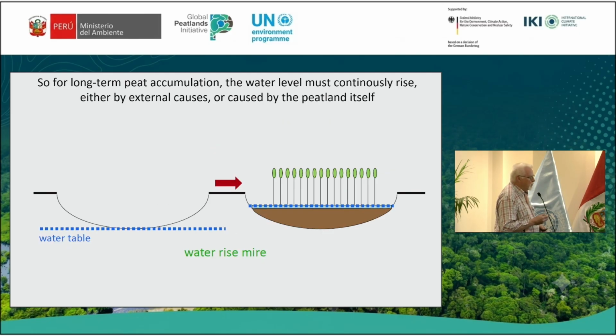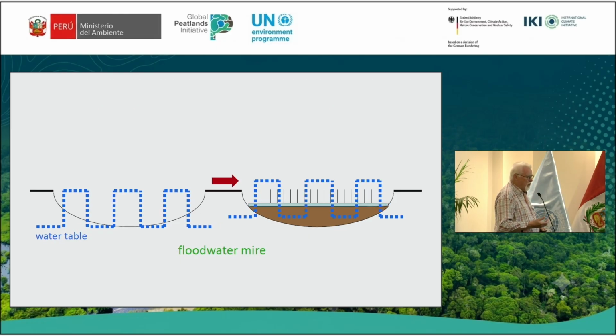So for long peat accumulation, the water level must continuously rise, either by external causes or caused by the peatland itself. Here you see an example of an external cause: when, for example, through deforestation, the water level in the landscape rises, you get the accumulation of peat, and it may increase when the deforestation increases. Another example are flood mires, where, for example, next to rivers that increase their bedding and their walls next to them, the regional water level increases, and also the peat accumulation can continue upwards.